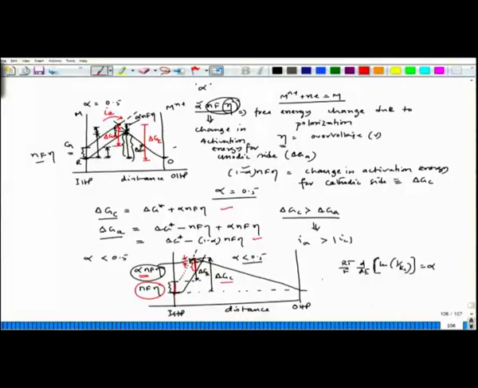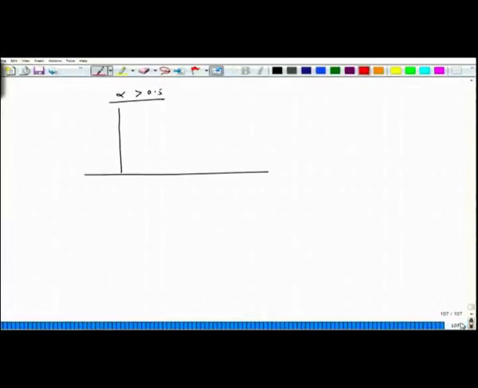This is the situation when alpha is less than 0.5. Now, we can have alpha greater than 0.5, this is IHP, OHP, distance, so the slope of this line would be steeper, since alpha is greater than 0.5.